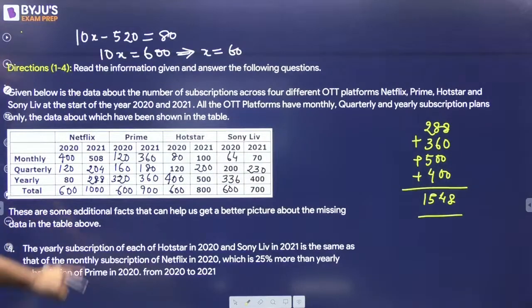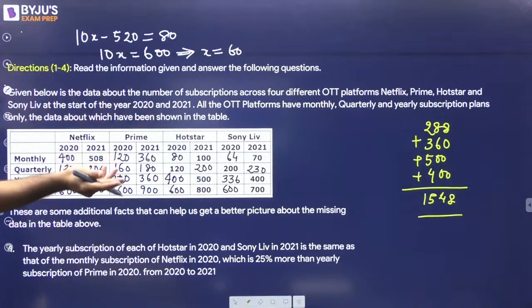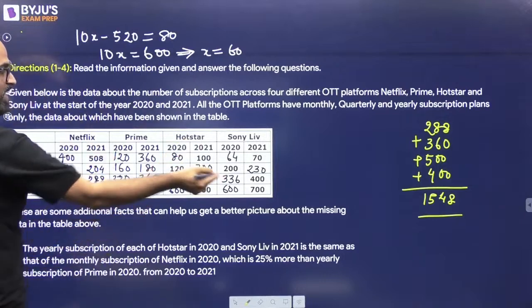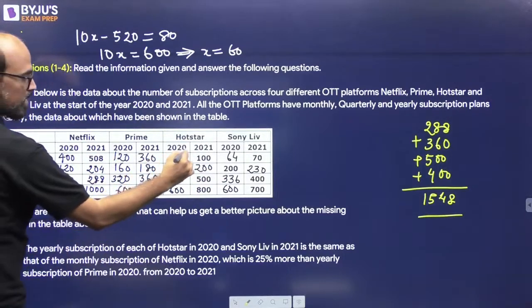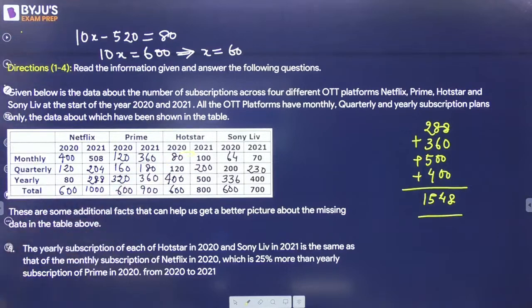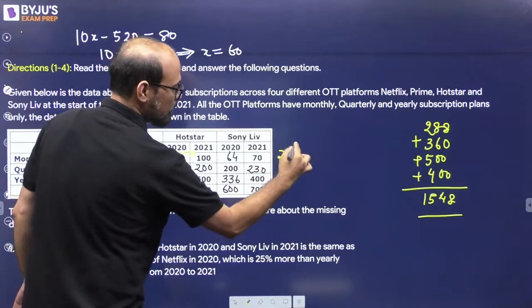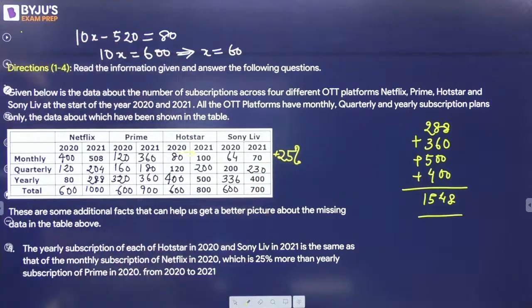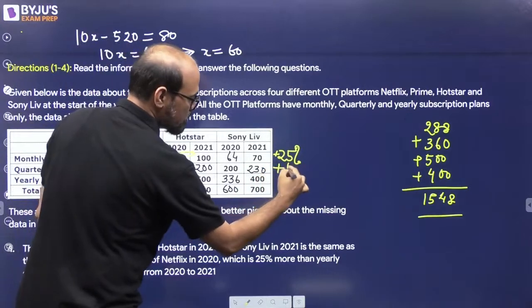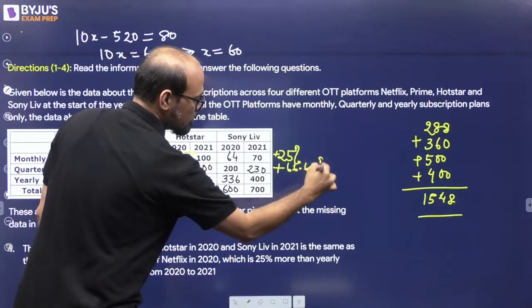So for Hotstar, all I need to see is how many times it has increased. So 80 to 100 is an increase of 20 over 80, which gives you a 25% increase. Next is 120 to 200. That is an increase of 80 over 120. 80 by 120 is 2 by 3. So this is an increase of 66.66%.